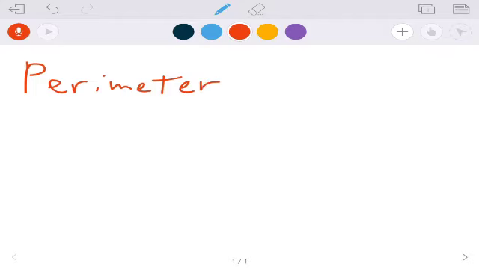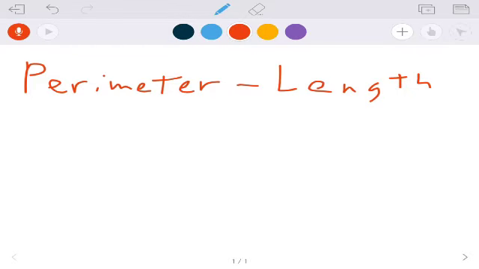Perimeter. Most of us kind of remember what perimeter is. We think about it going around the outside, right? How far it is along the outside of something. One of the really important things about perimeter is that it's a length, and what that means is that perimeter is measured as a distance. It's how far it is all the way around something.